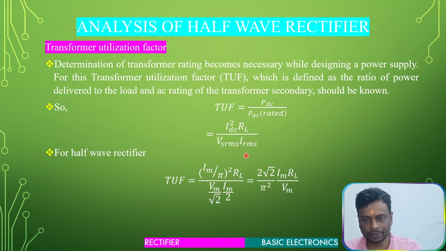For the half wave rectifier, IDC is equal to Im by pi, and the DC power is that squared into RL. For the secondary of the transformer, the RMS value equals Vm by root 2. I am talking about the transformer, that is why it is Vm by root 2. Then IRMS equals Im by 2, since we are taking the half wave rectifier. This is the output of a half wave rectifier, so that is Im by 2. So we can get this one.